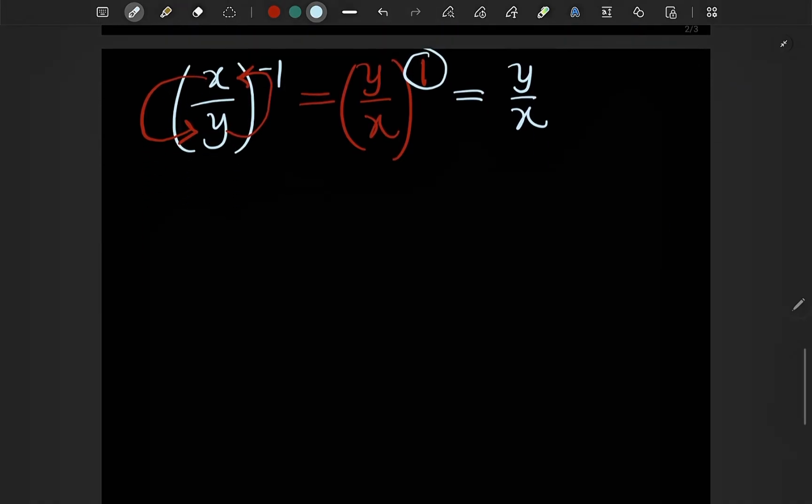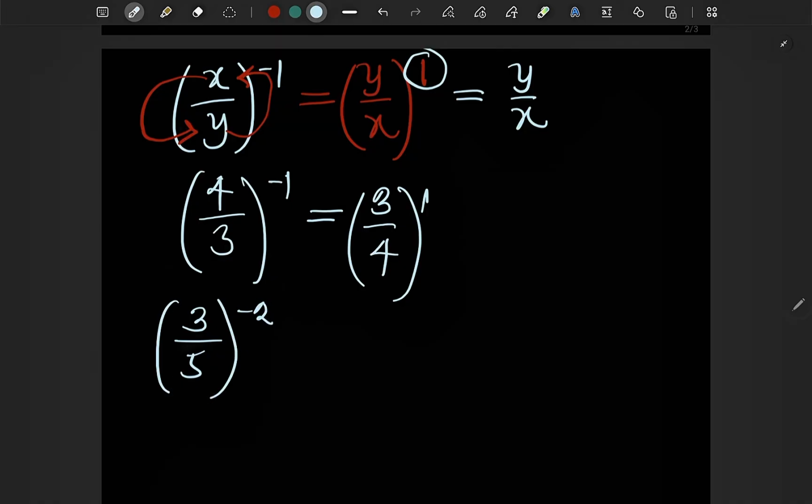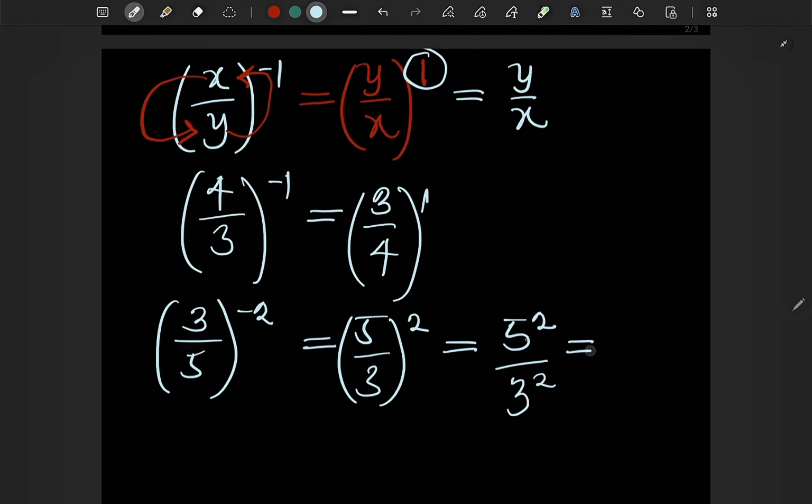Moving ahead. So if we have 4 over 3 raised to power minus 1, 4 over 3 raised to power minus 1 is the same as 3 over 4 raised to power 1. So if we have a value saying 3 over 5 raised to power minus 2, 3 over 5 raised to power minus 2 is equivalent to 5 over 3 all raised to power 2, which is equal to 5 raised to power 2 over 3 raised to power 2. 5 raised to power 2 is 25 all over 3 raised to power 2, which is 9.